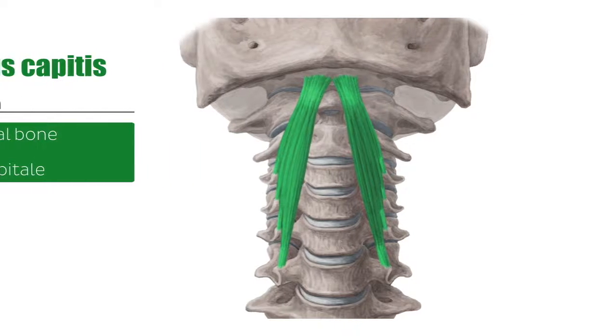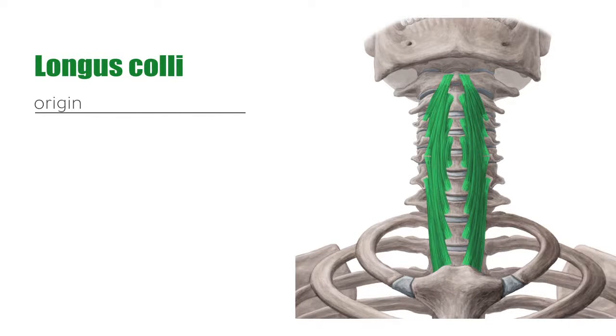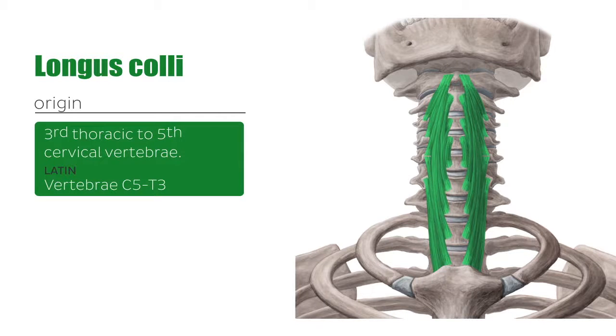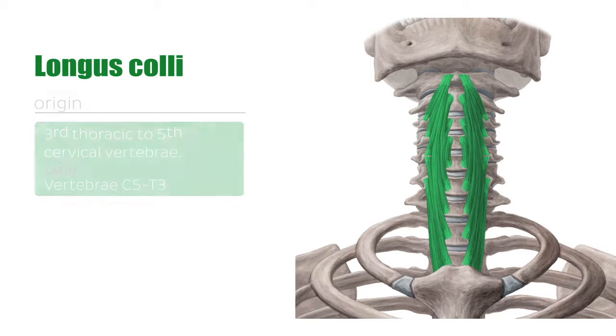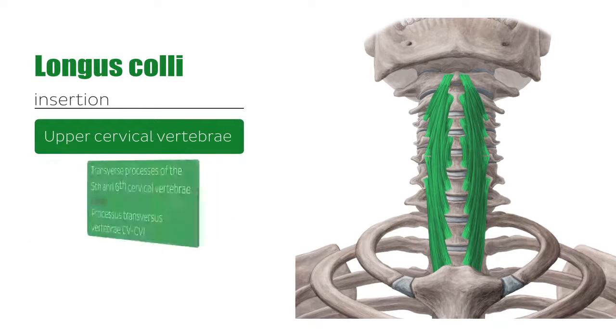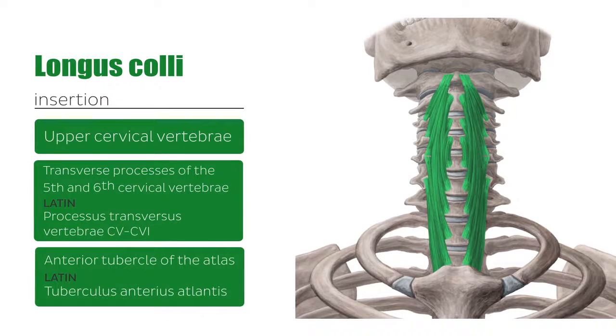We take a look now at the longus colli muscle. When it comes to its origin, this muscle has several origins from the 3rd thoracic to 5th cervical vertebrae. We're moving on now to the insertion points for the longus colli. The insertions for this muscle are the upper cervical vertebrae, the transverse processes of the 5th and 6th cervical vertebrae, and the anterior tubercle of the atlas.